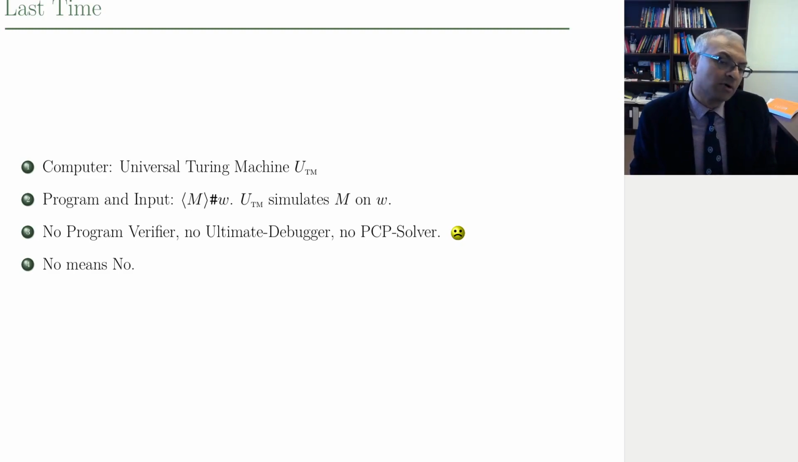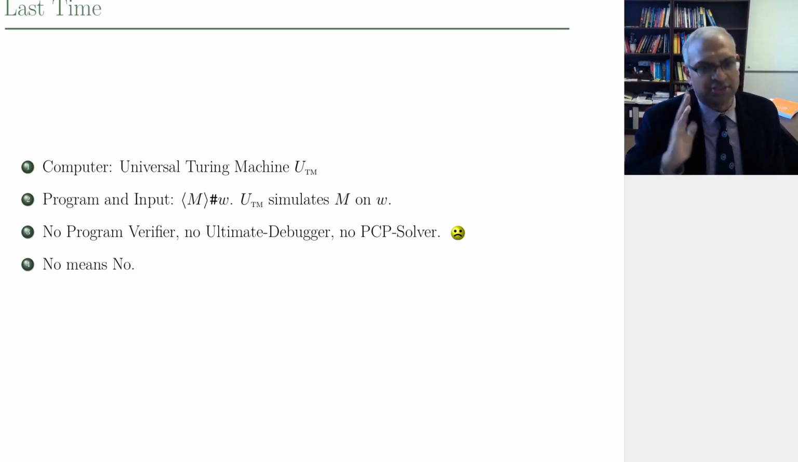Now, the moment you're able to construct such a powerful universal Turing machine, it actually opens the door to very many unsolvable problems. What we discussed last time was that certain problems like the domino puzzle, the ultimate debugger or the halting problem, the program verifier, none of these problems can be solved. And no, in this case, means no. It's not that I can't solve it. It's not that you can't solve it. It's not that the Martian can't solve it. It cannot be solved on a Turing machine.